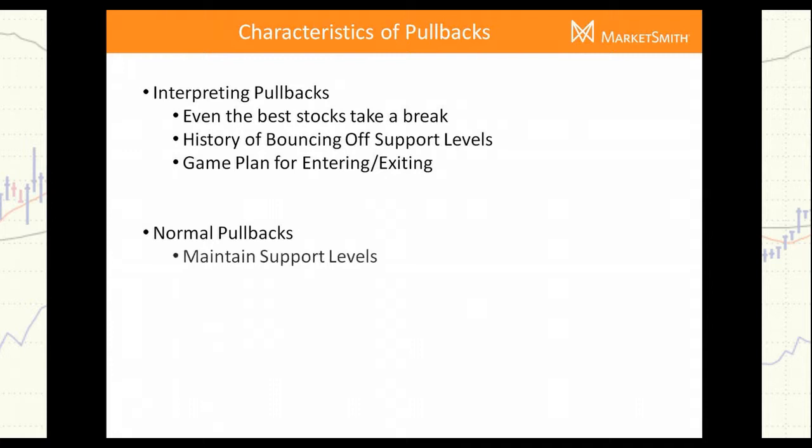And so one thing that a pullback should definitely do is maintain a different support level. Commonly that support level is going to be the 50-day moving average. However, some faster moving stocks are going to use shorter term moving averages, whether it's the 10-day or the 21-day. Not that I really use those commonly. However, some stocks do tend to use those levels a little bit more frequently than the 50-day, especially if it's a very fast mover.